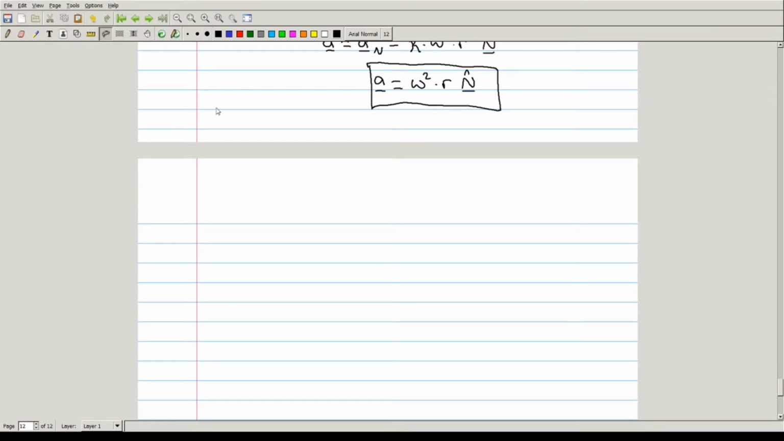For our third example, we can consider the following. What happens if a particle moves along a trajectory with a constant direction vector t, or a constant tangent direction vector t?